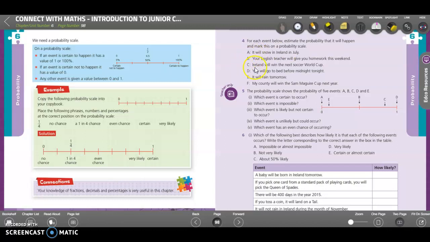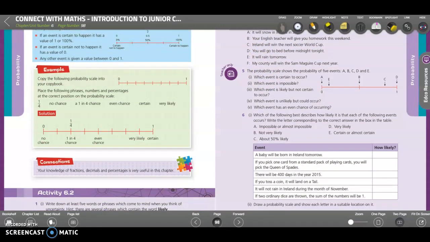Okay, same one down here with C. So Ireland will win the next Soccer World Cup. We may be tempted to think that's impossible. It is just very, very, very unlikely. Okay, it's not quite impossible. Be careful with that word impossible. Okay. It will rain tomorrow. So I'm recording this in January. I think it's rained every day for the last week. It's probably going to rain tomorrow, but I wouldn't say it is certain. Okay, so I would just say it is very likely that it's going to rain tomorrow.